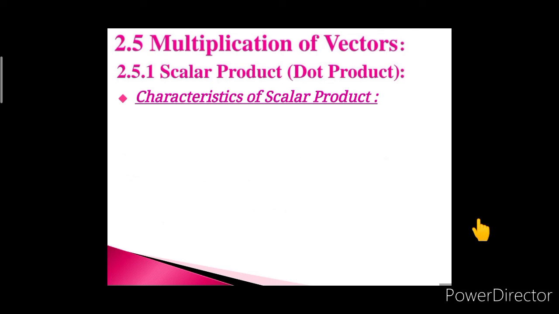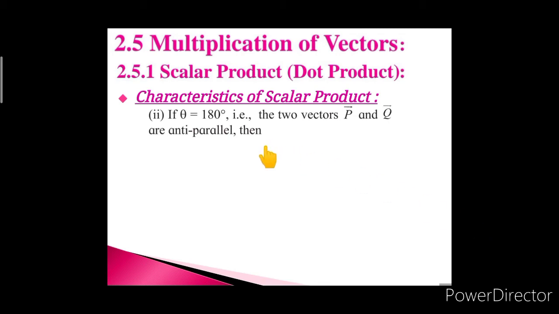Now, if we are having a different value of theta, for example, if theta is given as 180 degrees, that means the two vectors, vector p and vector q, are anti-parallel to each other. If vector p is directed to the right-hand side, then vector q must be directed to the left-hand side, and the angle between them is 180 degrees.